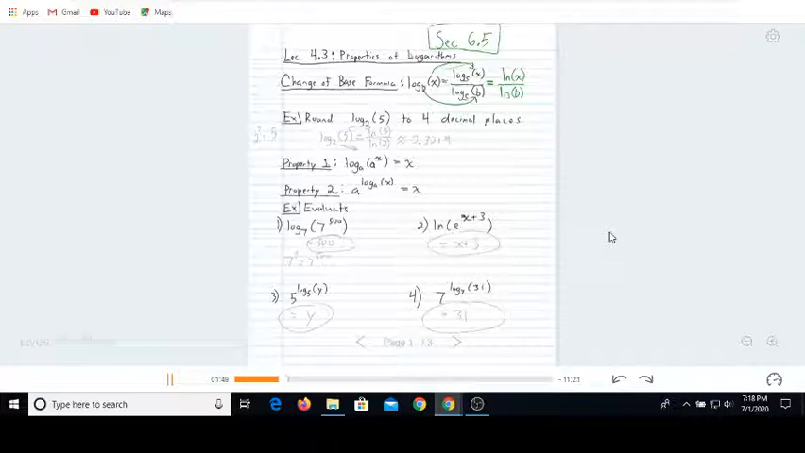So let's look at this example. Round log base 2 of 5 to 4 decimal places. So it's saying, 2 to what power equals 5? Now, I know it's going to be bigger than 2 because 2 squared is 4, but it's going to be less than 3 because 2 cubed is 8. So the number is somewhere in between 2 and 3. And I want to round that number to 4 decimal places.